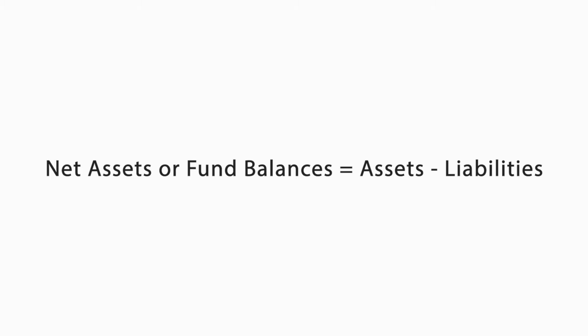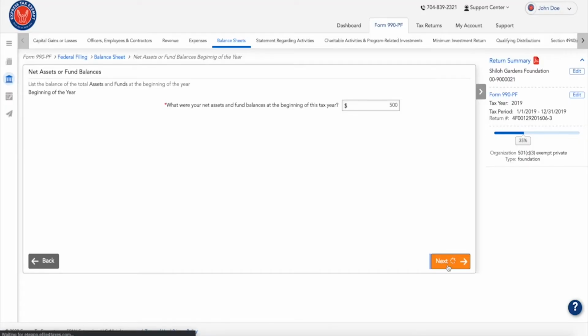Net assets or fund balances equal assets minus liabilities. Assets are what you own, such as your bank account, your equipment, and so on. Liabilities are what you owe. This could be a credit card balance, mortgage, etc. Your net assets or fund balances are just what's left over after you subtract your total liabilities from your total assets. This determines if your sheets are balanced.